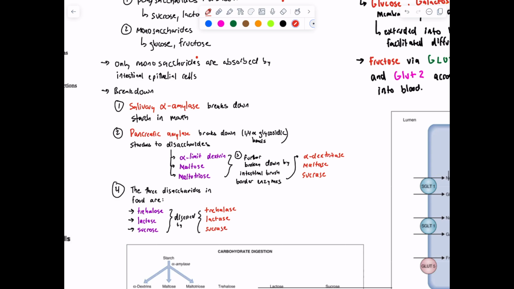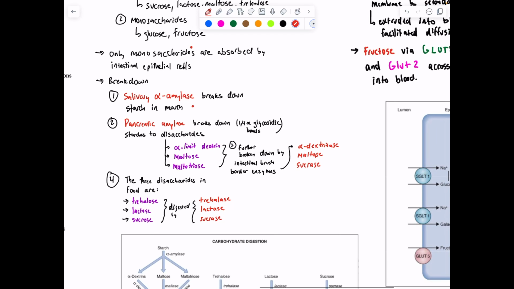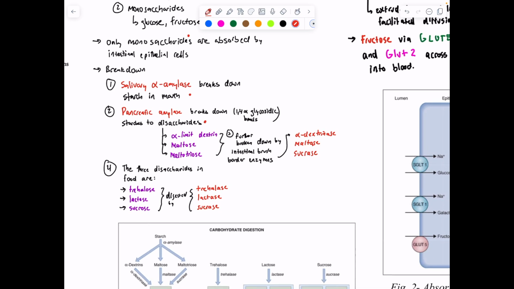This breakdown starts with salivary alpha amylase, which starts to break down polysaccharides in the mouth, and then pancreatic amylase breaks down 1,4-alpha glycosidic bonds and helps break our polysaccharides down to disaccharides. Then alpha-limit dextrin, maltose, and maltotriose will get broken down by alpha-dextrinase, maltase, and sucrase, with the help of intestinal brush border enzymes.